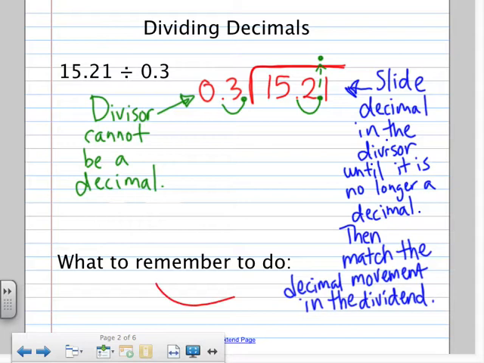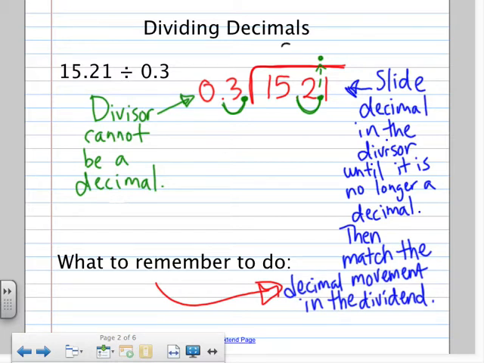So that's what to remember to do, okay? We slide the decimal in the divisor, 0.3, till it becomes 3, and then we slide it the same number of times in the dividend, okay? And then we bring it out. Once we do that, we're ready to go, okay? So now just go ahead and divide.